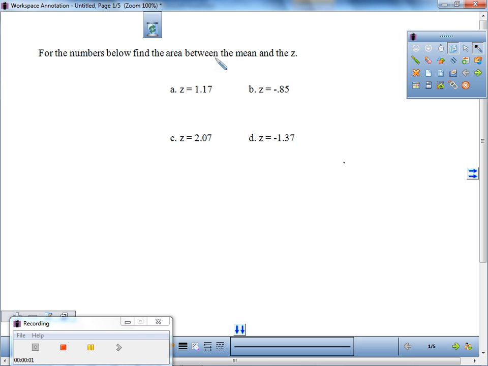Alright, here we're going to look at finding the area underneath the curve with a z-score. So we're going to take 4 examples here. Now, here we're going from the mean to the z-score, and we want to find out that area, which will represent the probability and also the percentage of the data that is represented there. Alright, so let's look at the first example.